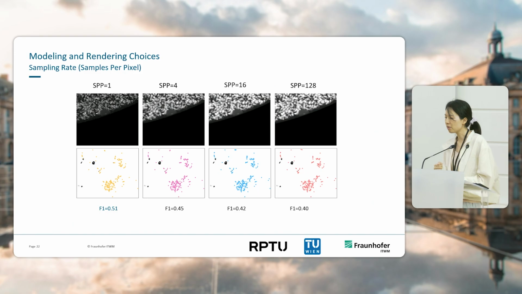Finally, we look at the sampling rate. Unlike morphology or visibility factors, SPP mainly changes the spread of the feature distribution without substantially changing its overall structure. Interestingly, higher SPP does not always mean better downstream performance. A possible explanation is that moderate noise may improve generalization, while very clean synthetic images may reveal modeling mismatch more clearly, since there is always a domain gap between synthetic data and real data. So we don't always need expensive high SPP rendering for synthetic data generation.